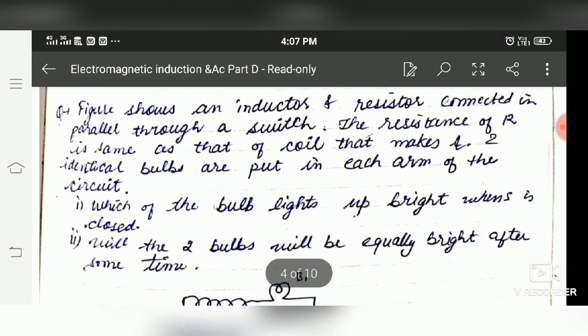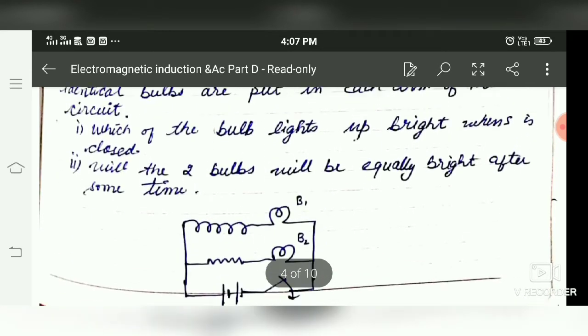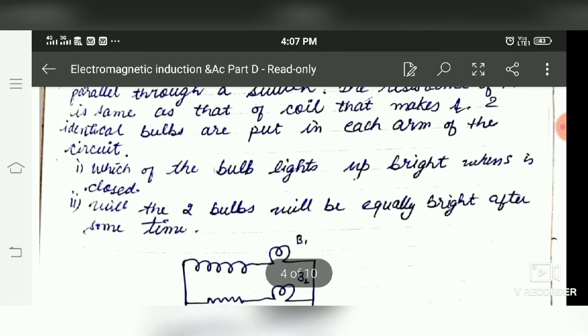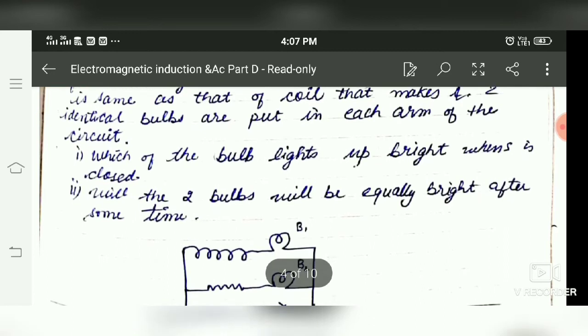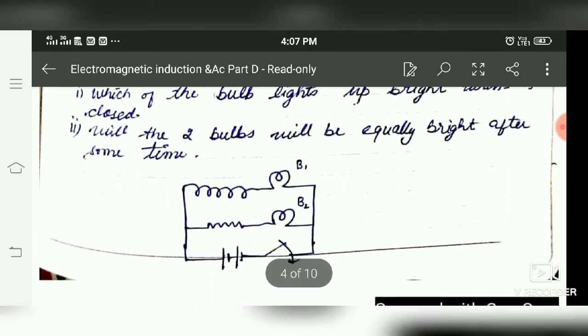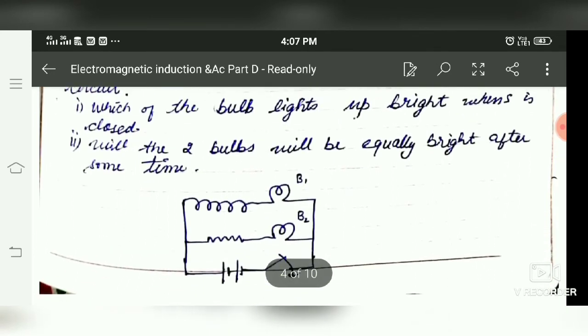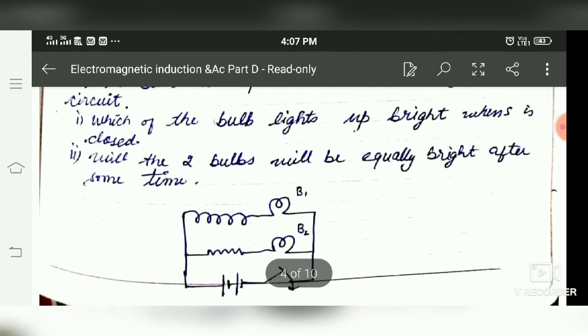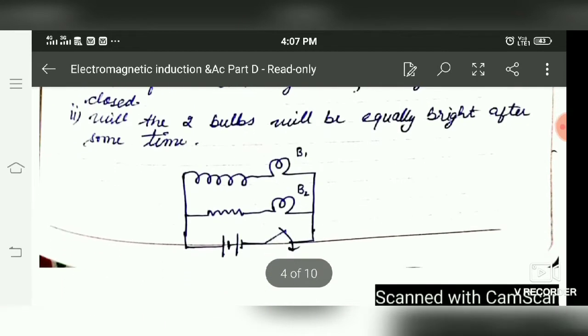Next, the figure shows an inductor and a resistor connected in parallel through a switch. The resistance R is the same as that of the coil. Two identical bulbs are put in each arm of the circuit. Which bulb lights up brighter when the switch is closed, and will the two bulbs be equally bright after some time? We have to check that.